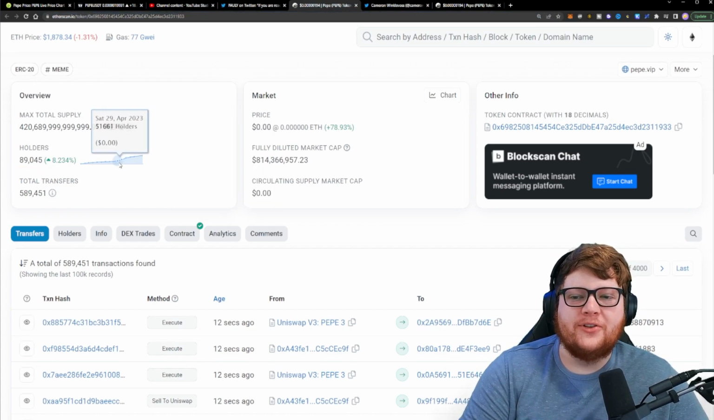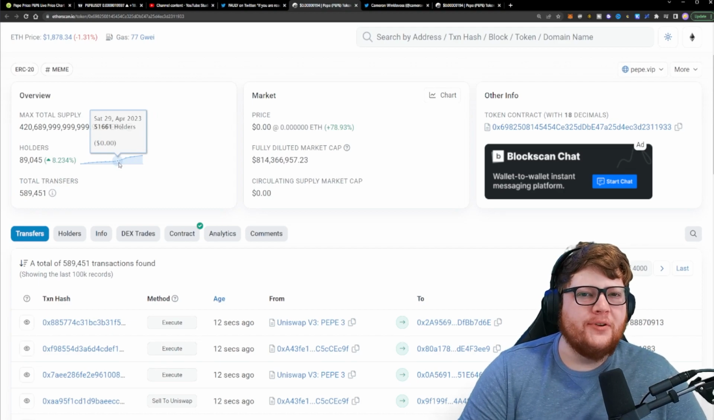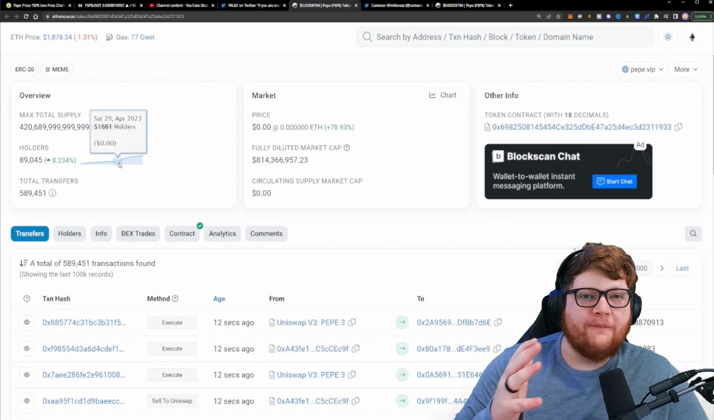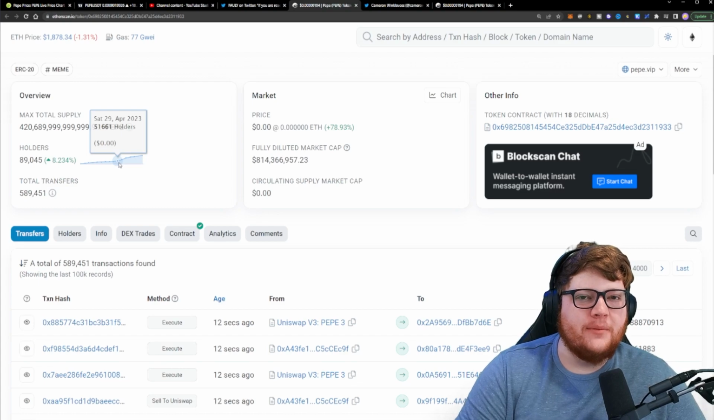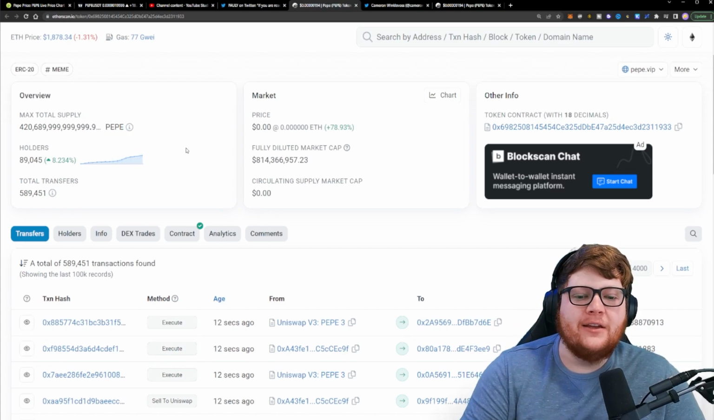I keep talking about it, but just back on Saturday, almost a week ago now, about 5 days ago, we were at 50,000 holders. So we've almost doubled the number of holders in just 5 days, which is insane because we're seeing so much momentum from Pepe.